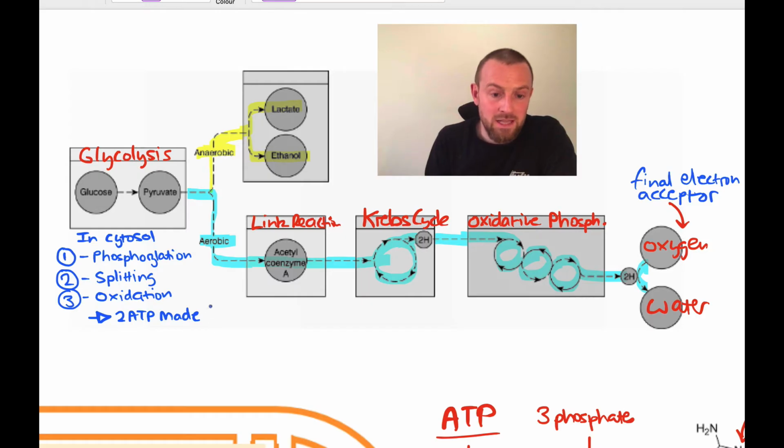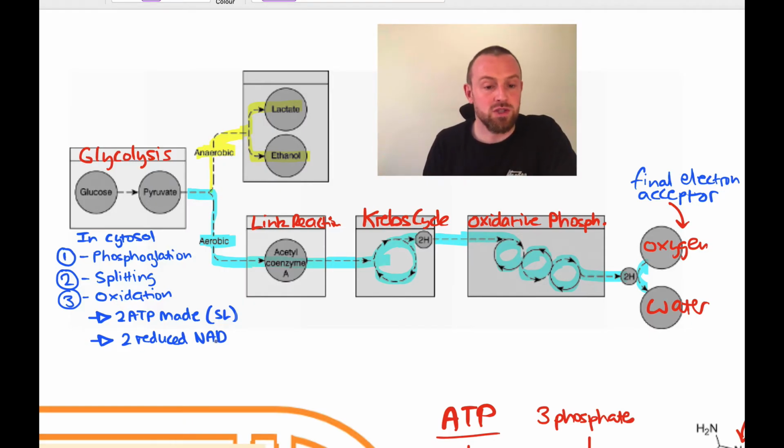And I'll put little brackets here, SL. That's substrate level phosphorylation. We also produce 2 reduced NAD molecules. Okay, hopefully you know what these mean, because if you're coming to this video as a revision tool, you should know a bit about this already, but we're going to go into that in more detail later. We'll get 2 reduced NAD molecules. Those can be fed into oxidative phosphorylation to produce more ATP later on. Okay, well, what's next?